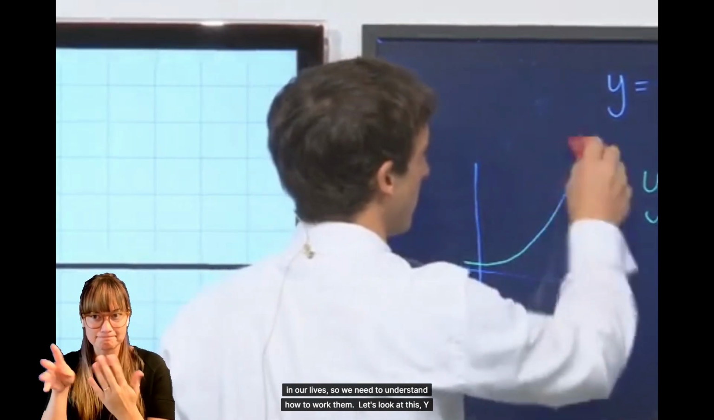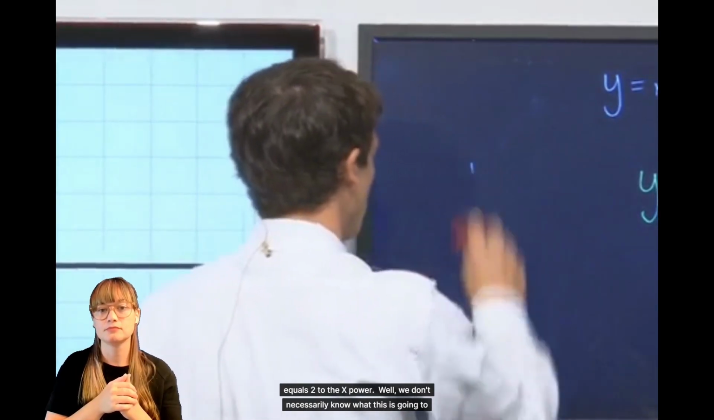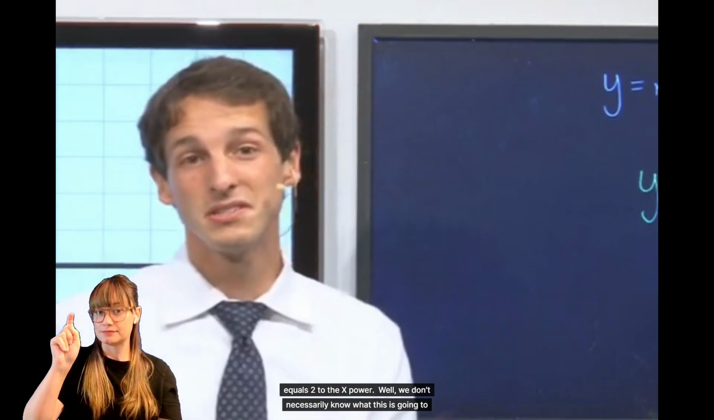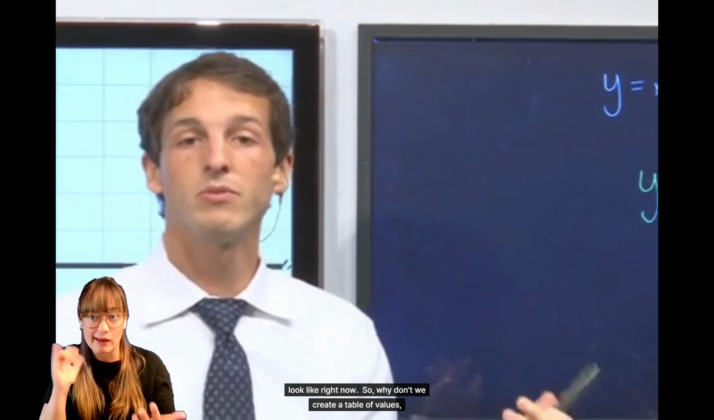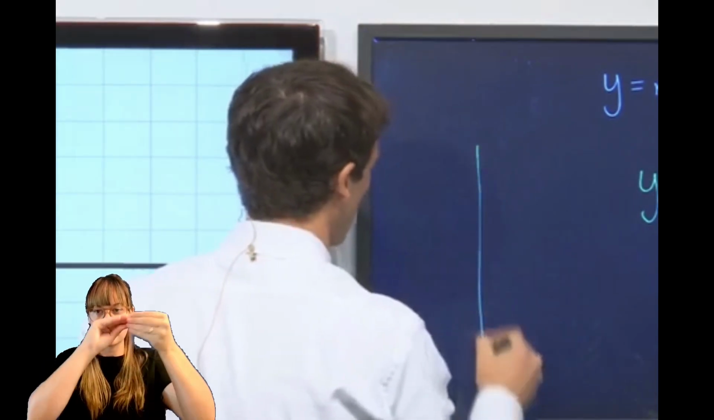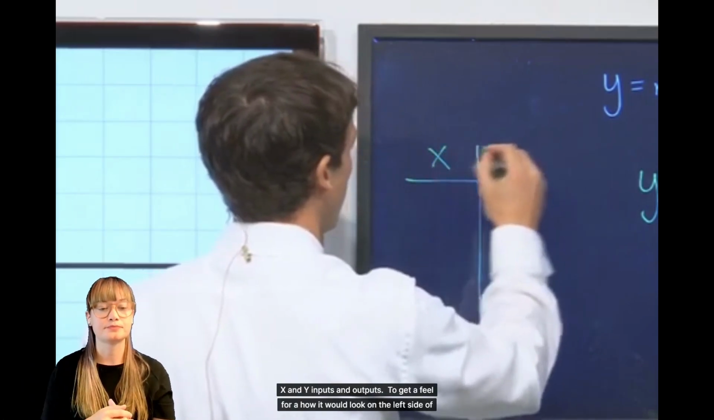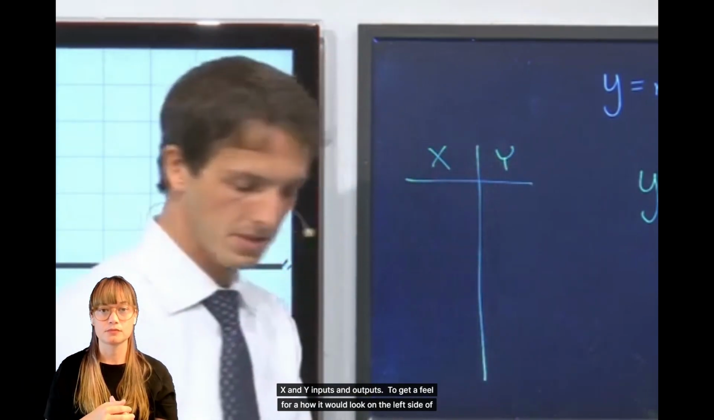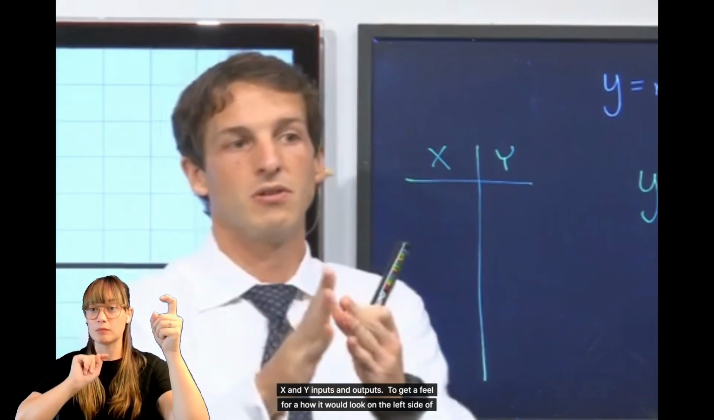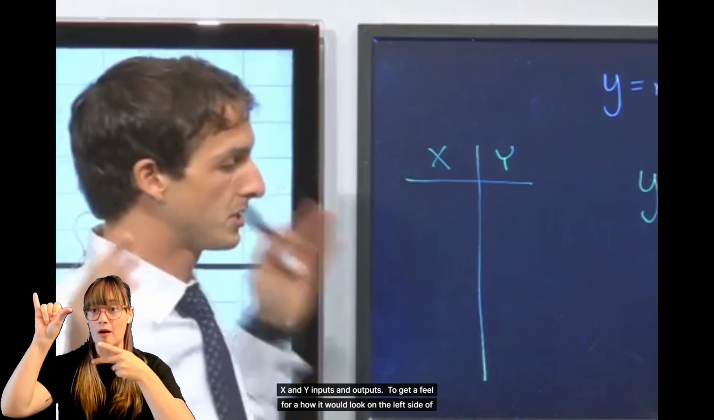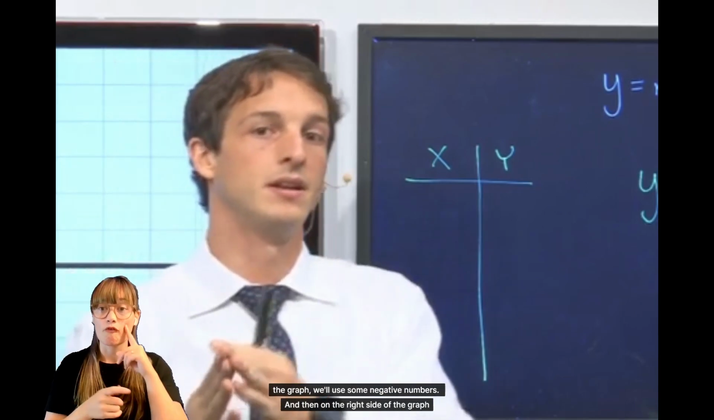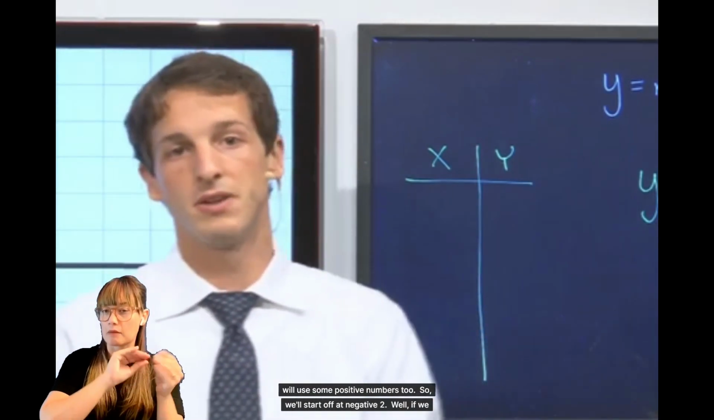Let's look at this. Y equals 2 to the xth power. Well, we don't necessarily know what this is going to look like right now, so why don't we create a table of values? X and Y, inputs and outputs. To get a feel for how it would look on the left side of the graph, we'll use some negative numbers. And then on the right side of the graph, we'll use some positive numbers too.